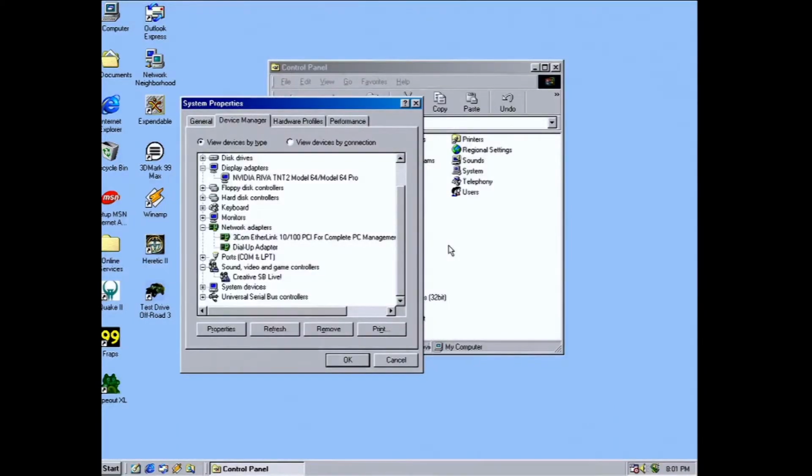Here you can see the device manager showing the installed devices. I have the NVIDIA Riva TNT2 installed here using the 6.31 NVIDIA drivers, and I'll explain why in a moment. The 3Com Ethernet card is also installed and working, which was a bit of a saga that I'll explain later too, and the Sound Blaster Live card is also installed and working.